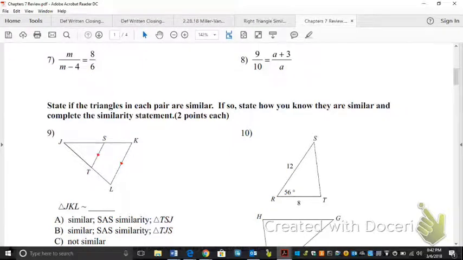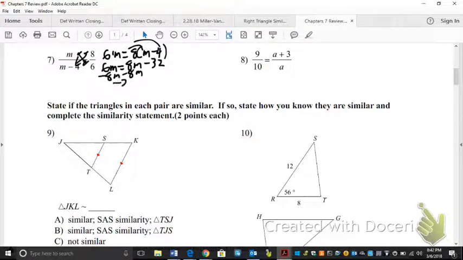7 and 8, same general idea. Cross multiply. So we get 6 times m equals 8 times m minus 4, sorry. That's going to give us 6m equals, distribute that 8, we get 8m minus 32. Let's subtract 8m from both sides. It's going to give us negative 2m equals negative 32. When we divide by negative 2, we're dividing a negative by a negative, so we're going to have a positive answer, 16.